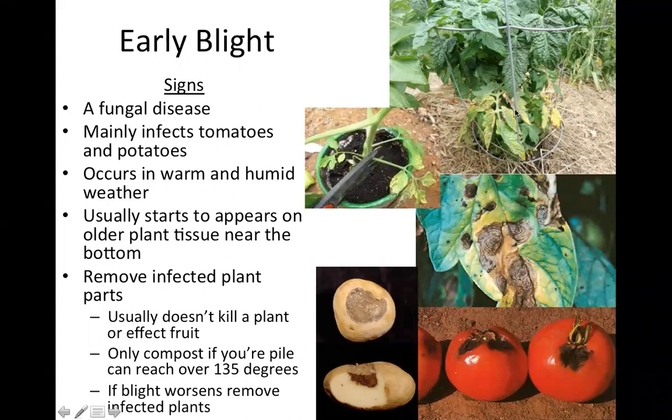I'll pull those off. Some people compost them. If you have a nice pile that gets some decent temperatures, I would. If not, I would throw them away, or else you're just going to increase the spread. I would just go ahead and throw these guys in the trash, the bottom yellow branches from your tomatoes.